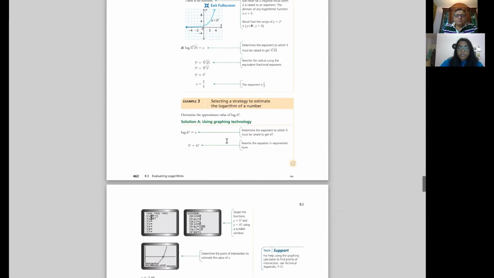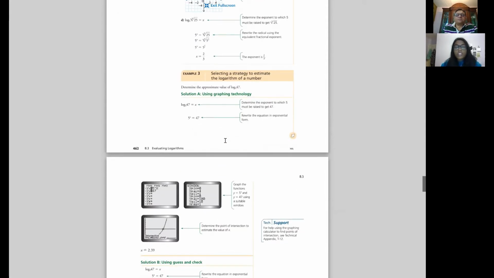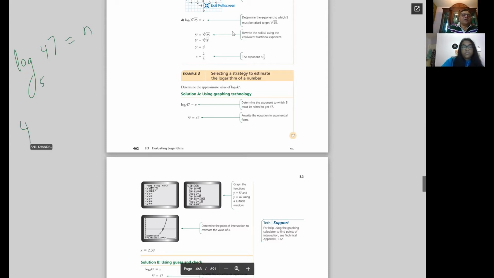Can you please read the question? Determine the approximate value of log to the base 5 of 47. Let us say the approximate value is n. That means 47 is 5 to the power of n, correct? Now, 5 to the power of something.